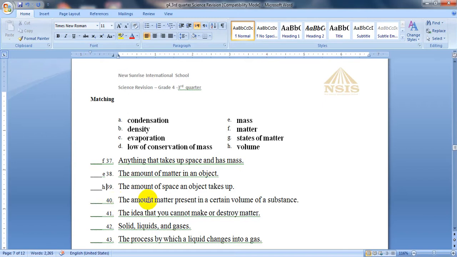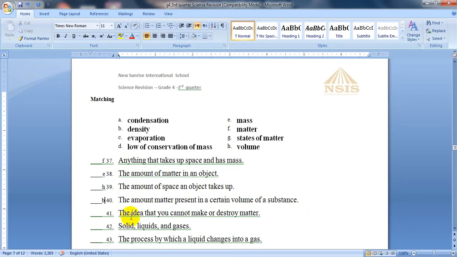Let's move to the next question, number 40. The amount of matter present in a certain volume of a substance. Here there is a relation between mass and volume. What did we call this relation between both of them? We call it density. So the relation between mass and volume is called density, which is letter B. The amount of matter present in a certain volume of a substance is called density.